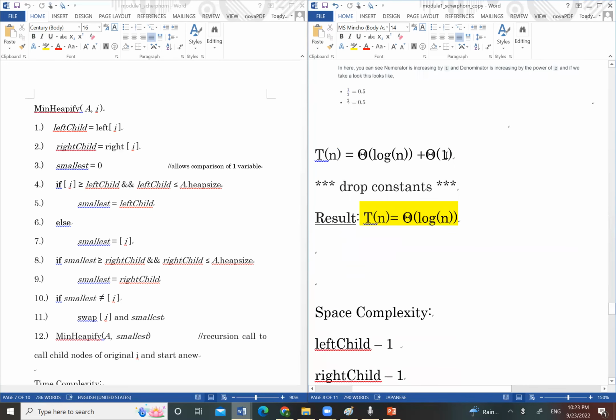So of course we have all the constants. So theta of 1 plus theta log of n, like I described earlier. So the result, if you drop the constant, would be theta of log n. That's the time complexity of this algorithm, I believe.